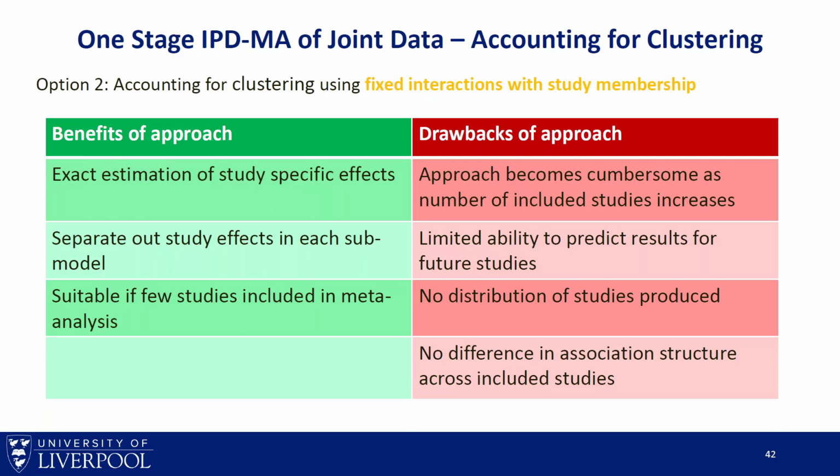For each new study that we include in this meta-analysis, we would need to include 2 new parameters in each submodel, so 4 new parameters per new included study. So the model would very quickly become unwieldy. Additionally, we have limited ability to predict results for future studies as we don't generate a distribution of study effects. And finally, there's no way, as I mentioned, of accounting for heterogeneity in the association structure using this approach.